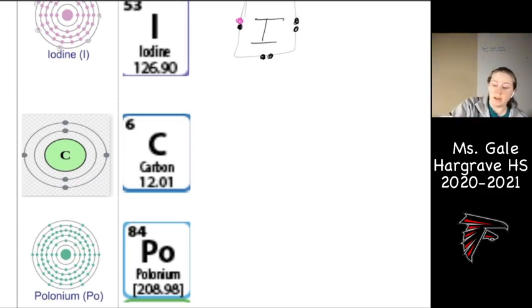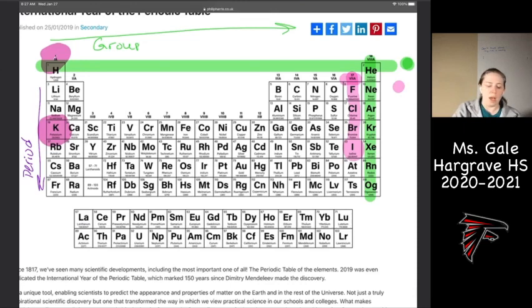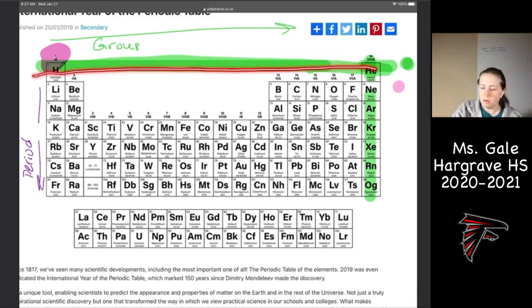So let's go and play with carbon for a second. We have carbon. Let's draw our little box. And let's go back to our periodic table. Let me erase this. Let's look for carbon. Oop, there's carbon right in the middle.